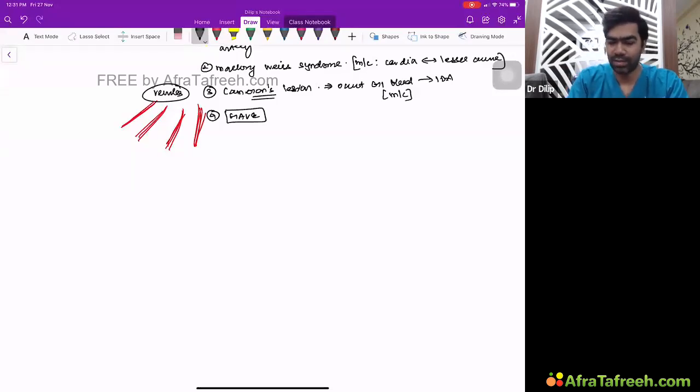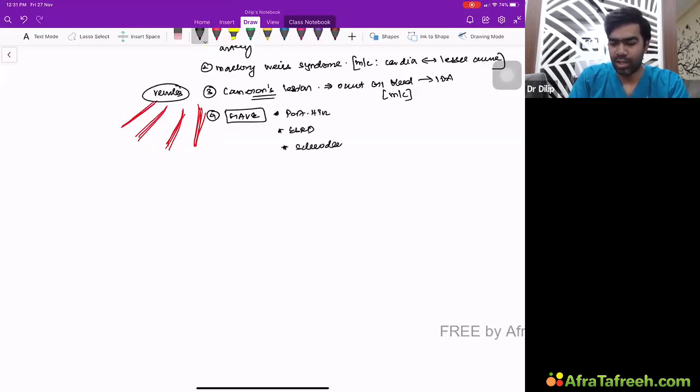And GAVE is very common in the setting of portal hypertension, number 1. Very common in the patients with cirrhosis. And second, in patients with end-stage renal disease. And third, in scleroderma. But what they will ask you in exam is regarding the scleroderma. So this is a very common question in exam. One of the important reasons for iron deficiency anemia and chronic occult bleeding in scleroderma patients is this gastric antral vascular ectasia.